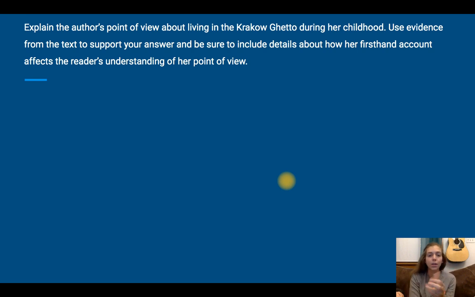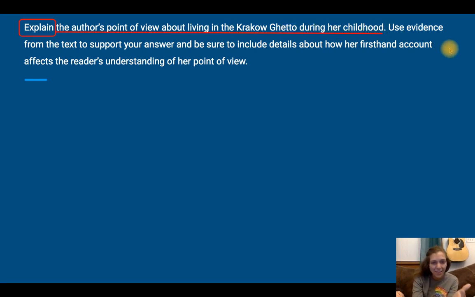So the first thing that we want to do is break down our prompt. And we do that in a couple of ways. First, we find that question word. There it is. Explain. Then we want to find what we're restating. What is it asking us to do? We're explaining the author's point of view about living in the Krakow ghetto during her childhood.